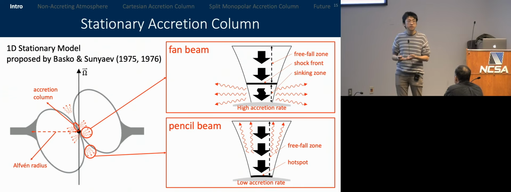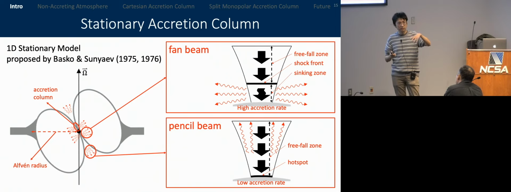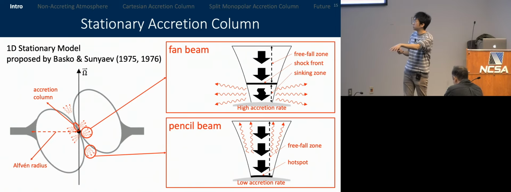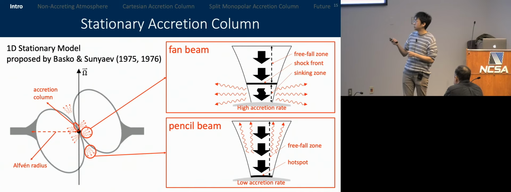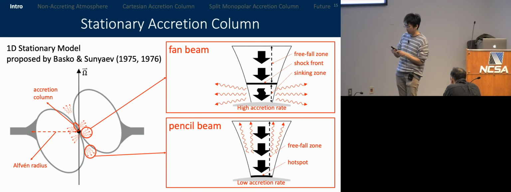And there is actually evidence in X-ray binary transients. For some of the sources, because the accretion rate keeps varying, you see two distinct spectra. People believe that for them we see the pencil beam when they have lower luminosity, and the fan beam when they have higher luminosity. And it's also consistent with the classical theory.